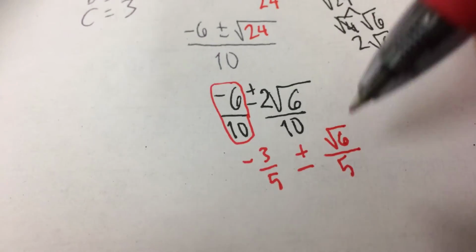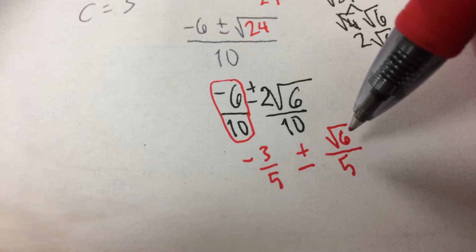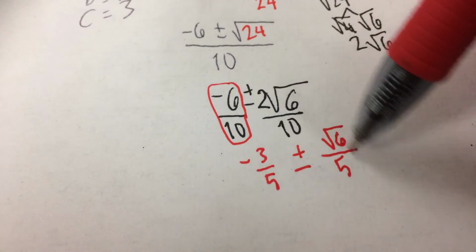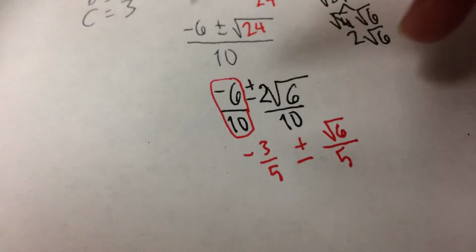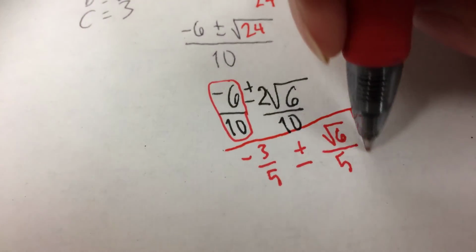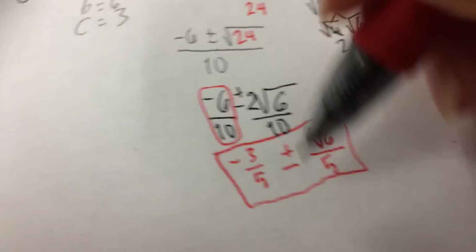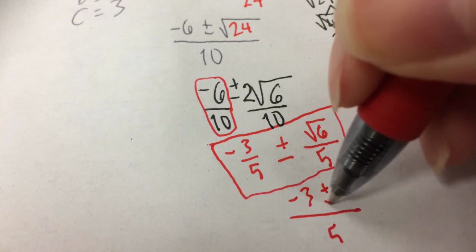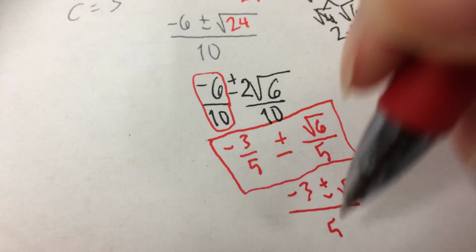Now to check if we're done, we can see, can we take any other perfect squares out of square root of 6? No, we can't. Can we reduce any of our fractions here? No, we can't. So that means we are done. So you can write your answer like this, or you can choose to write it as a big fraction over 5, like that. Either way is acceptable.